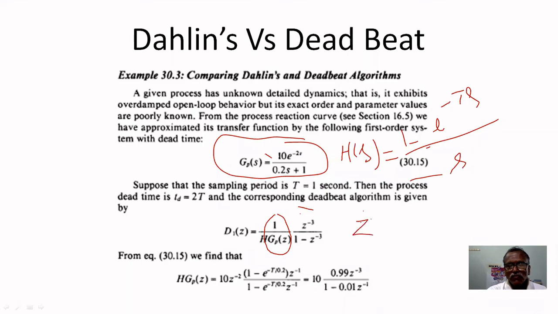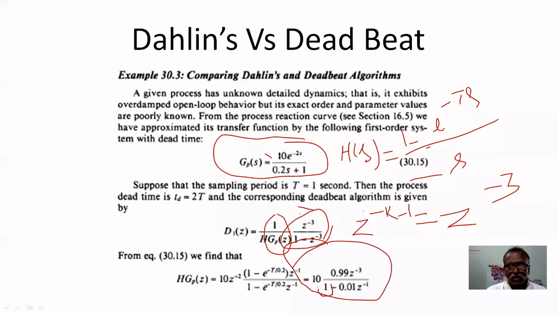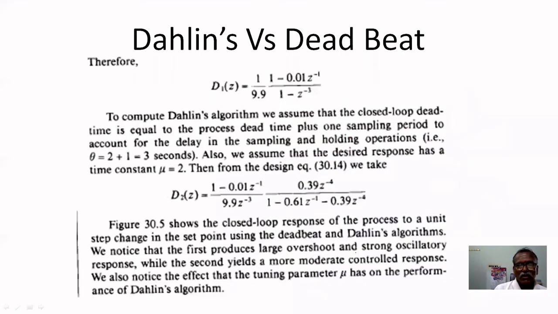Therefore y of z by y set point of z we assumed as z power minus (k plus 1), that is z power minus 3 for k equal to 2. That's why we got this. If we multiply by 1 by HGP of z, this is the controller we got. This is physically realizable: there is a constant term in the denominator and the numerator has no positive powers of z.